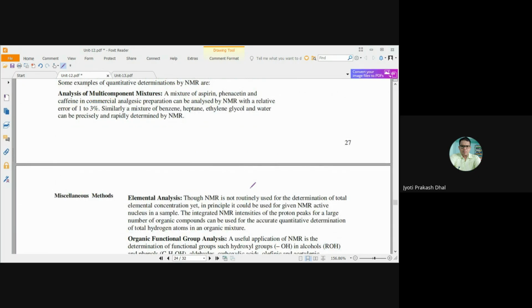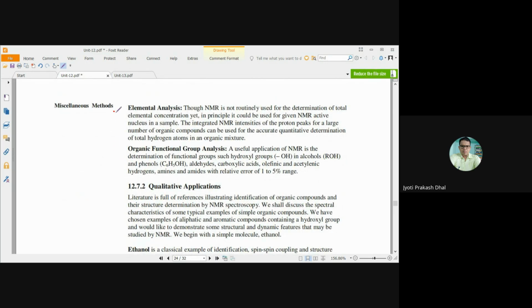Now, analysis of multi-component mixtures. A mixture of aspirin, phenacetin, and caffeine in a commercial analgesic preparation can be analyzed by NMR with a relative error of 1 to 3%. Similarly, a mixture of benzene, heptane, ethylene glycol and water can be precisely and rapidly determined by NMR spectra. Then elemental analysis. The NMR spectra are not routinely used for the determination of total elemental concentration, but in principle it could be used for a given NMR active nucleus in a sample.